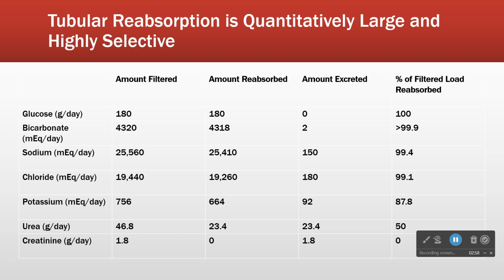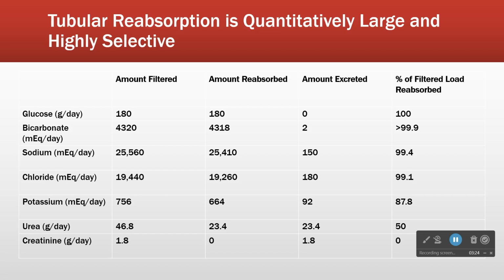All right, sodium. We see that sodium, being the primary component of osmolarity in the blood, has a huge amount filtered, equally huge amount reabsorbed. Now, we always have some excretion of sodium, right? But we're still at 99.4%. That's still really, really good, okay? Chloride, similar pattern. Potassium, similar pattern.